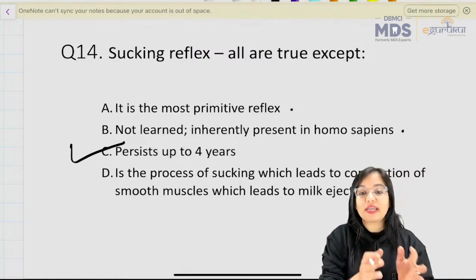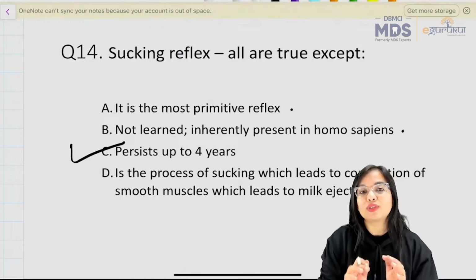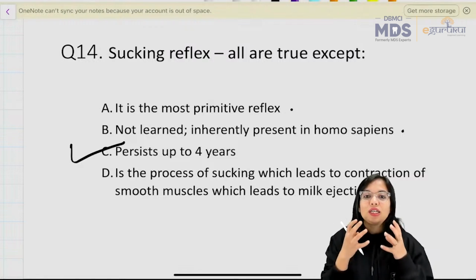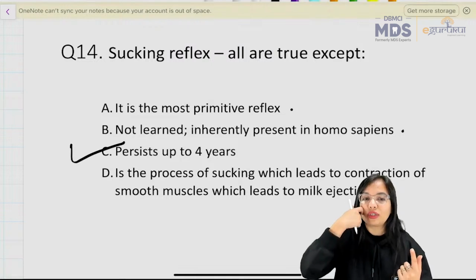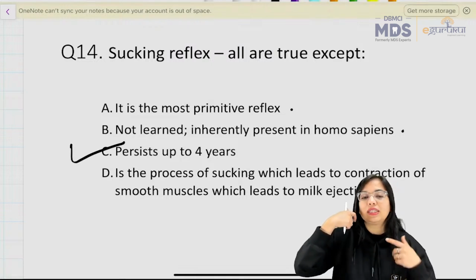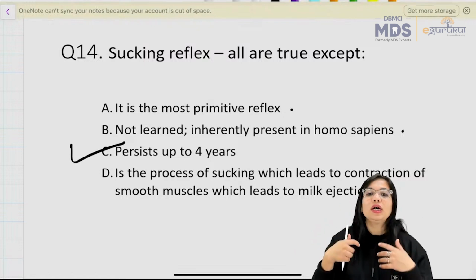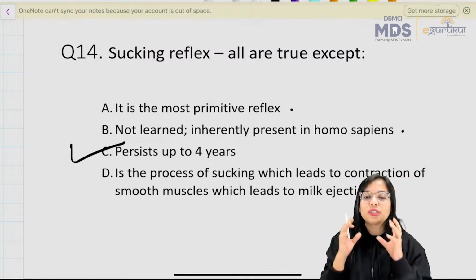The rooting reflex and the sucking reflex work together in order to feed the infant. So what is rooting reflex? It is basically a sensation. A child is so attentive to this reflex that if you touch something on the cheek of the child, he or she will immediately bend the mouth towards that particular touch in order to start sucking.